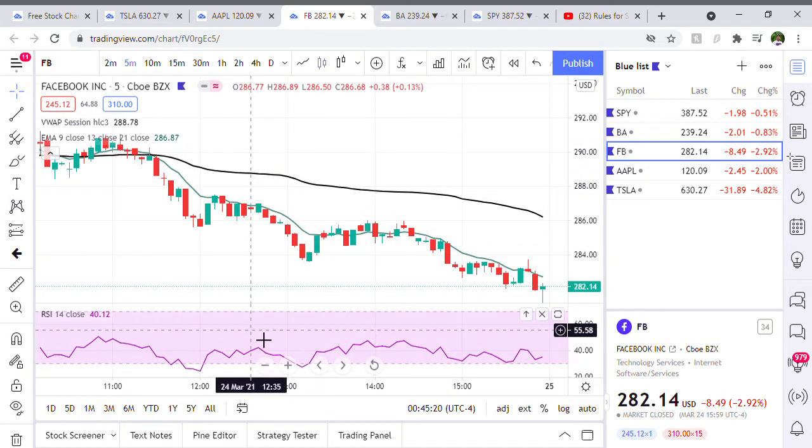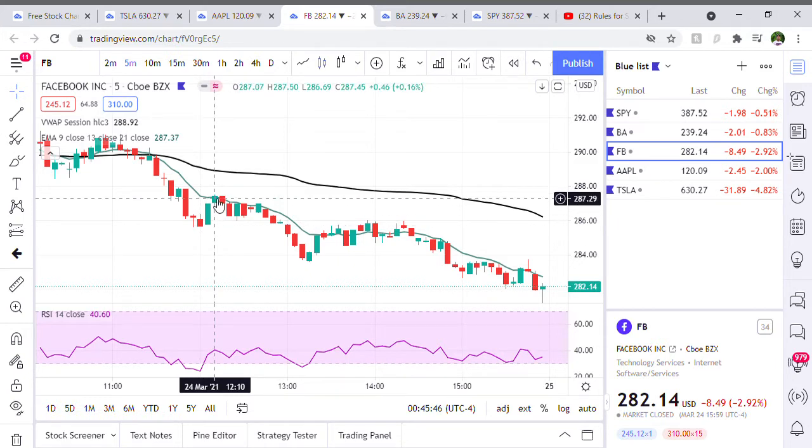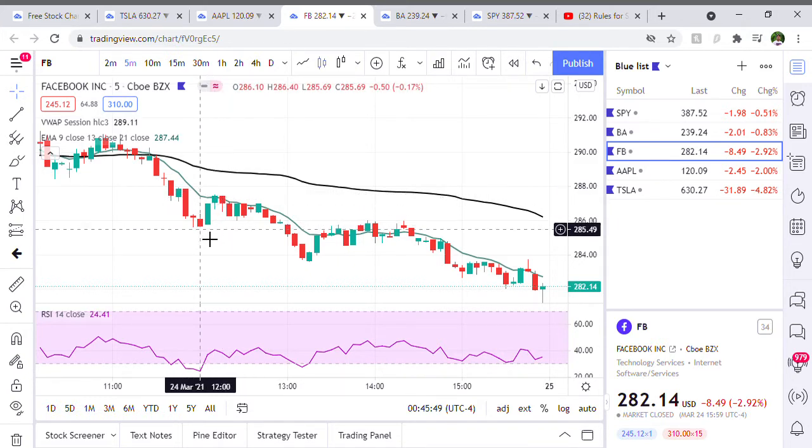Okay, I'll directly move to 12 noon where I have identified that it is in bearish mode. Okay, this is the point. What point is it? 285.64. I will reduce 20 cents from it. That would be 285.44. So let's round off to 285.45. Next, I'll allow the stock to go up. It will touch the 9 EMA and it will come back to 285.45. That will be my entry.